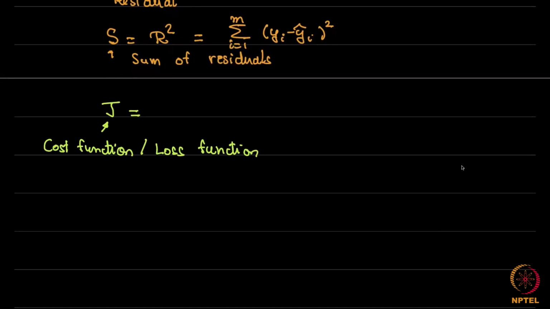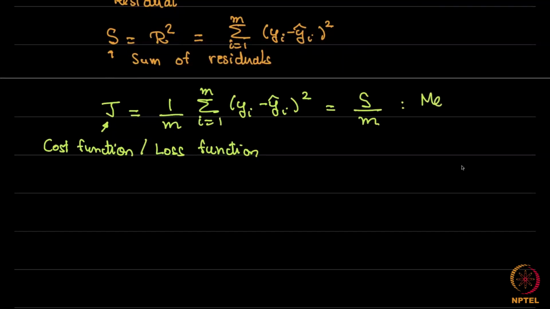So J is the mean measurement: 1 over m, the sum from i equal to 1 to m of (yi minus y hat i) squared. So this is basically S divided by m. This is called the mean squared error. All of you would have seen this at school or even at college. It is also sometimes called MSE, standing for mean squared error. So J is the cost function or the loss function.